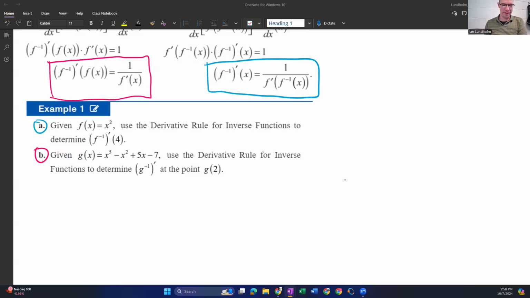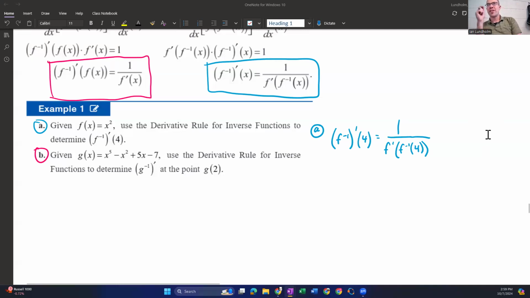Why is this not appearing? Hold on one second. This isn't writing. I'll be right back. Okay, we've got this figured out. I'm sorry that this wasn't showing up earlier.